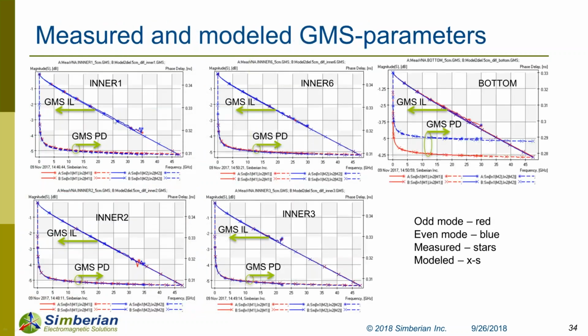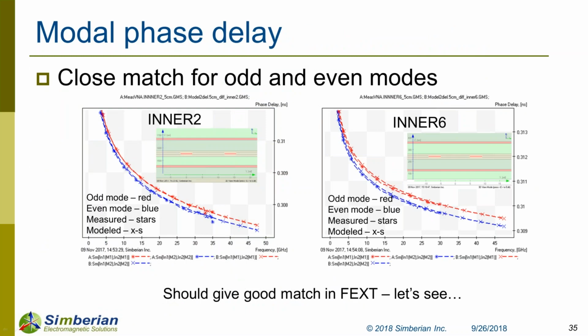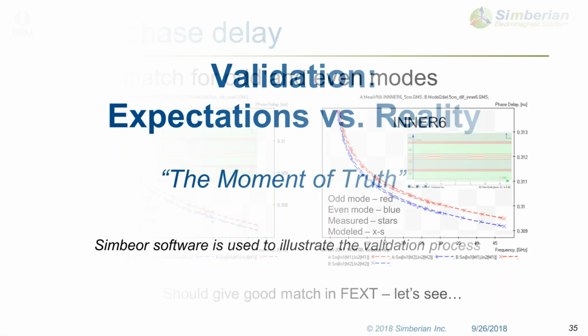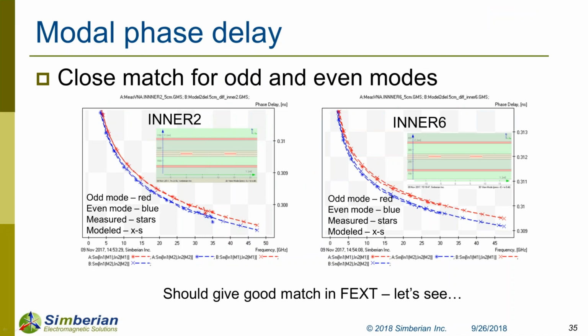So why do we need to do this? Well, technically, on a large scale, you will see the analysis to measurement correlation for GMS parameters for each layer is pretty much the same. But when you take a closer look and zoom in, you'll see that even and odd modes now are separated. That produces far-end crosstalk, and we'll see how far-end crosstalk correlates next. I just want to mention that when we did this project, it was a manual process in Symbior. Now we have Symbior as Dk/Df extraction, where the whole process, including the mode separation, is automated.